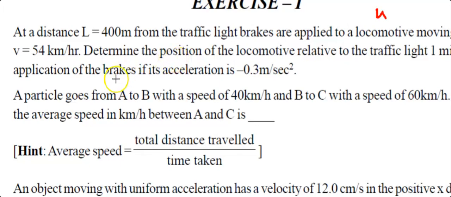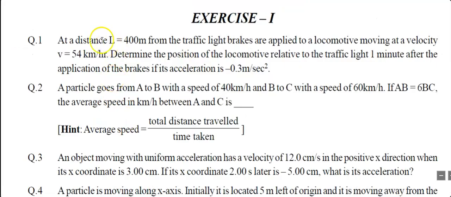Some hint related to all these questions. So the first question says at a distance of 400 meters from a traffic light, brakes are applied to a locomotive moving at a velocity given. We need to determine the position of the locomotive relative to the traffic light 1 minute after the brakes have been applied.